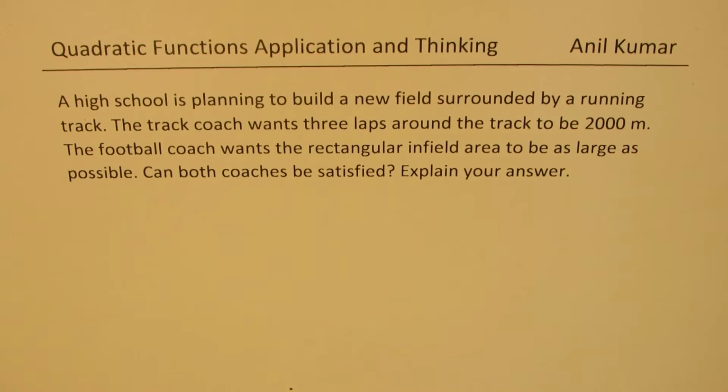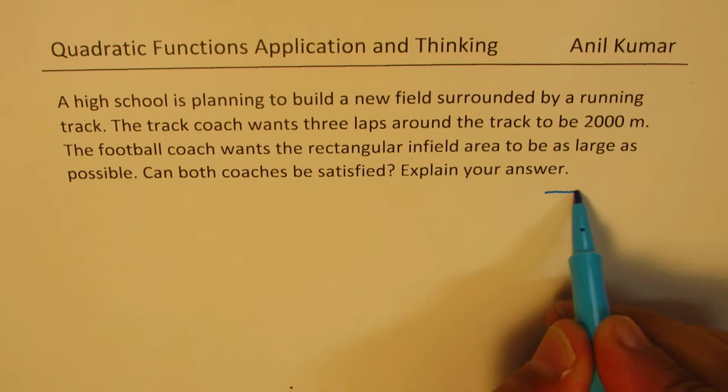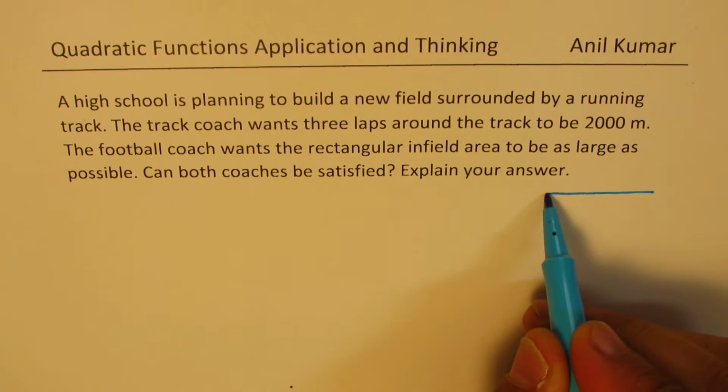Now we have an application and thinking question based on quadratic functions. This question has been picked up from a previous test paper. A high school is planning to build a new field surrounded by a running track. The track coach wants 3 laps around the track to be 2000 meters. The football coach wants the rectangular infield area to be as large as possible. Can both coaches be satisfied? Explain your answer. You can always pause the video, answer this question, and then look into my suggestions.